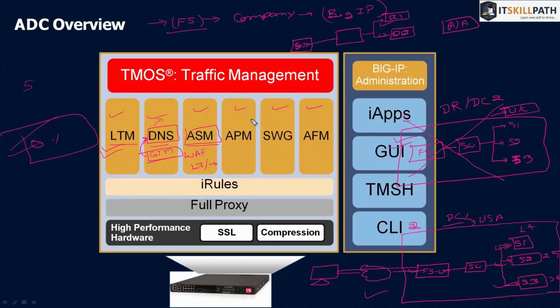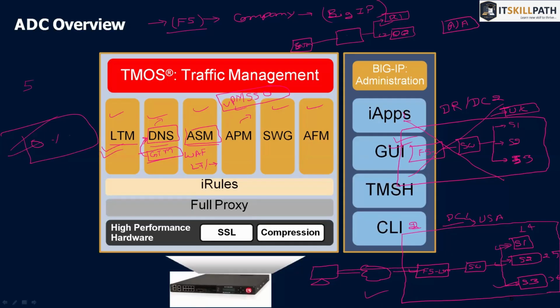Then APM is application policy manager. These are different devices altogether. Like in Cisco, there is a router, a switch, a firewall, IPS, IDS, and many other modules. In F5 also there are different devices. APM is mainly used for VPN and SSL solutions, single sign-on solution. That's why we have another module, SWG, secure web gateway, which provides security.